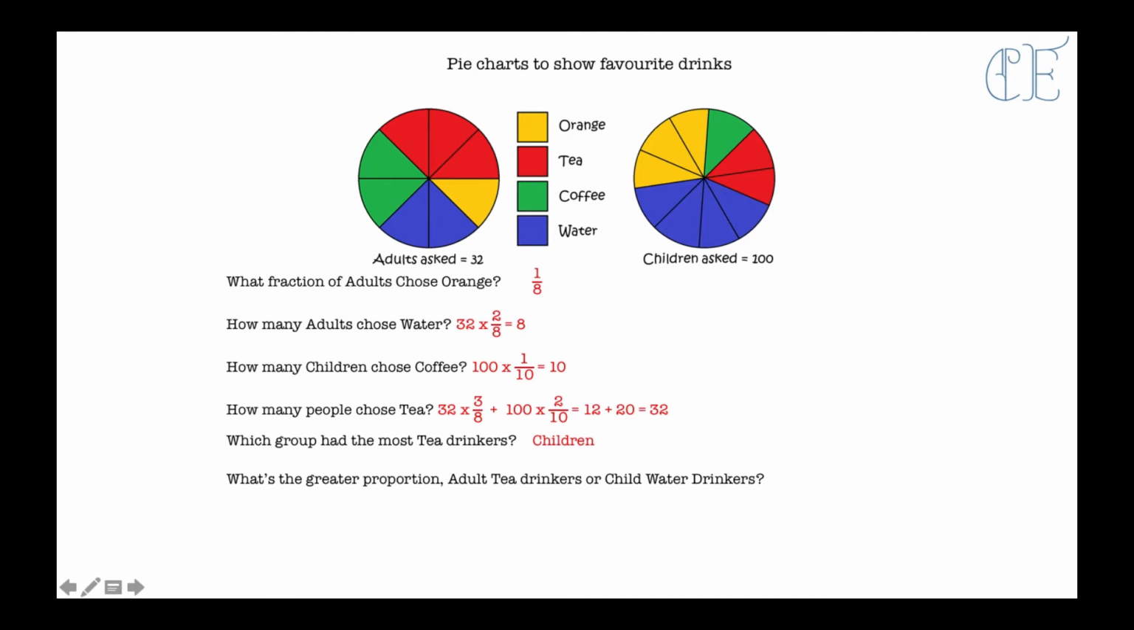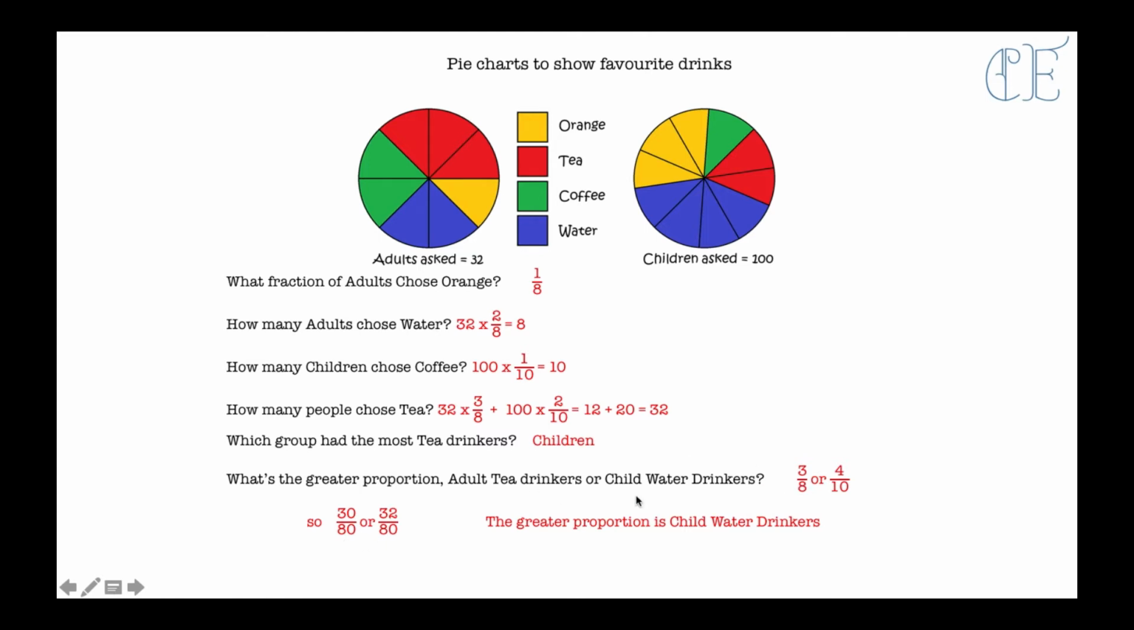Okay, so finally, what's the greater proportion, adult tea drinkers or child water drinkers? So adult tea drinkers is 3/8, and child water drinkers is 4/10. So we can write this down here. You've got 3/8 or 4/10. Well, 3/8, we could say is like 30 out of 80. And we could then scale our 4/10 as well to get 80 on the bottom. As long as we can get the same number on the bottom of our fraction, it will tell us the correct proportion.